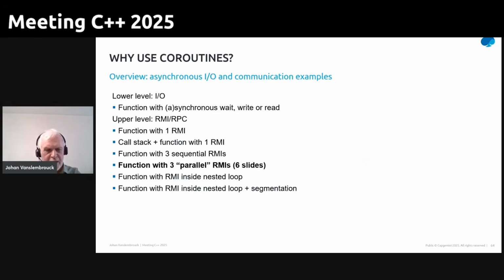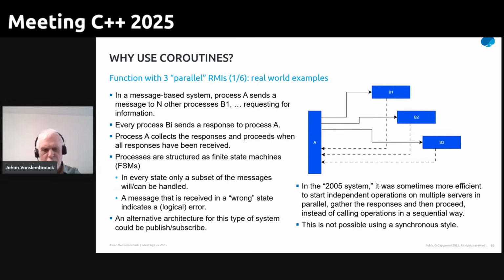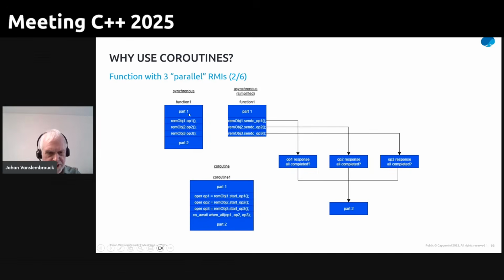Then we have parallel RMIs. That original example that I use here goes even back to 1987, but it's applicable to every system. Suppose we have code that has 3 operation calls, but they can be executed in parallel because they are all going to different servers. But in the synchronous style, operation 1 is going to block until the response has arrived. Then it's going to call operation 2, which is going to block until the response has arrived, and so on.